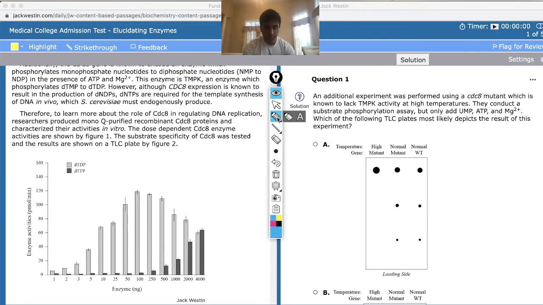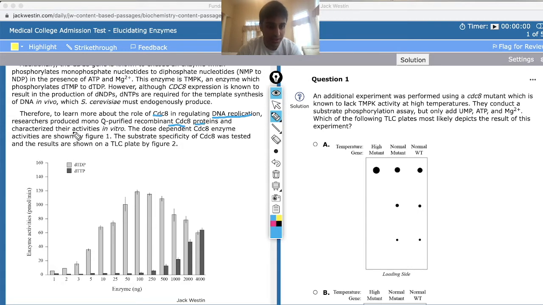So because we know we need to make the deoxynucleotide triphosphates, we want to see how CDC8 affects the DNA replication. Because remember, we need the nucleotide triphosphates. So what it says is they made some CDC8 protein. They made a recombinant protein, and they purified the protein. So we have the CDC8 protein. Okay, that's what we're using.